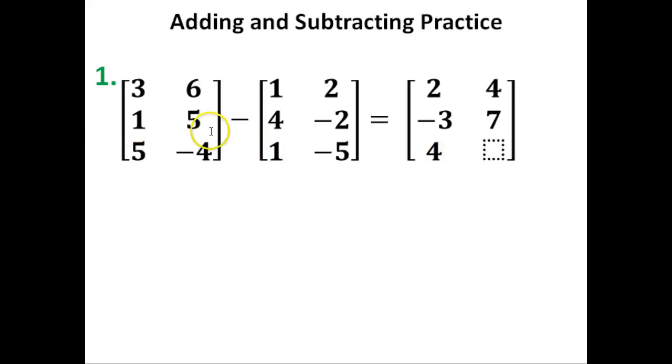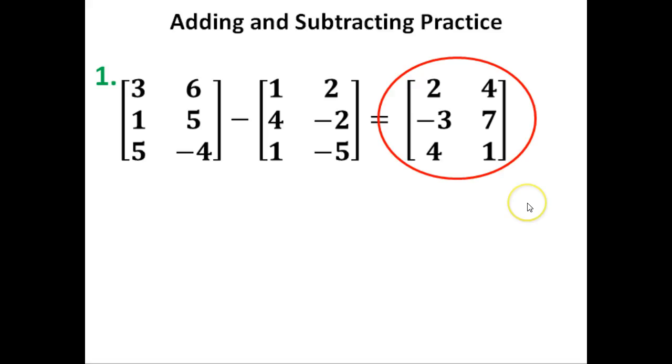Now we're going to go to the bottom right, so it would be negative 4 minus negative 5. Again, minus negative turns into a positive, which would give us a positive 1. We're going to write that in the bottom right-hand corner. And this would be your answer on that one. Okay, that is your ending answer, your one matrix.